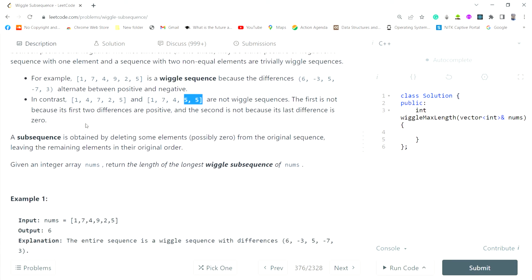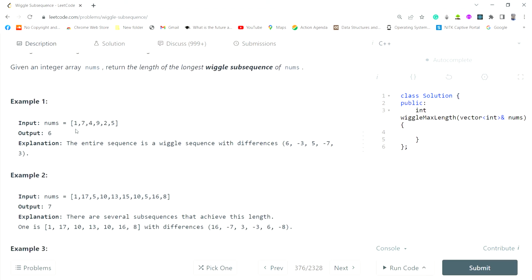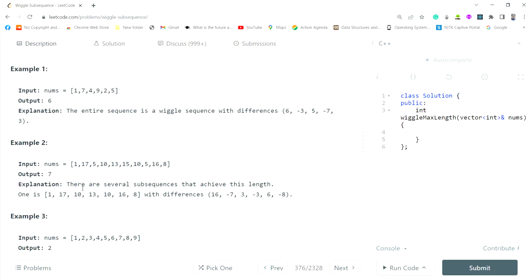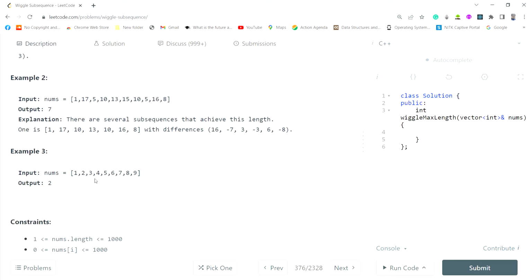A Wiggle subsequence is obtained by deleting some elements, possibly zero, from the original sequence, leaving the remaining elements in their original order. So let's see this example. Let's say 1 to 2, it's increasing. It's increasing means these two values, so the count will be 2.